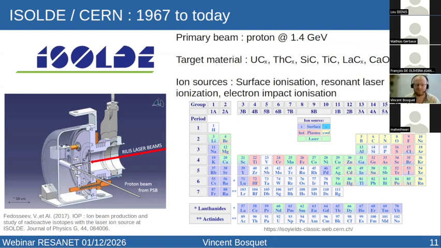And they've tried probably almost all of the target materials imaginable. So a lot of carbides, uranium, thorium, silicon, and titanium carbide, and also some other targets like calcium oxide. They have been using all the ion sources: surface ionization, resonant laser ionization, electron impact ionization, you name it. And on this periodic table, you can see all of the elements that have been produced to this day at ISOLDE. So this facility has been quite proficient, and they have been producing almost all of the elements.